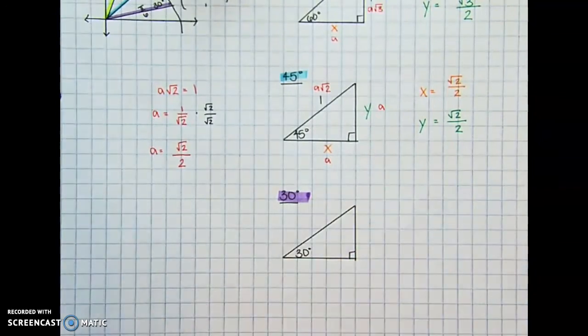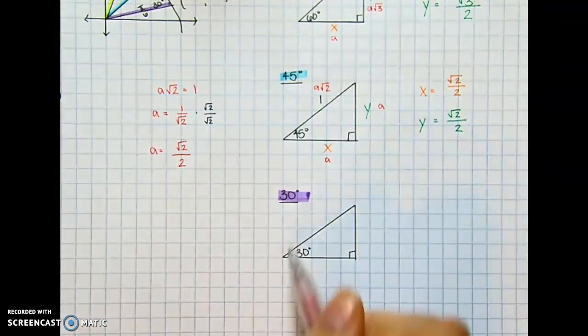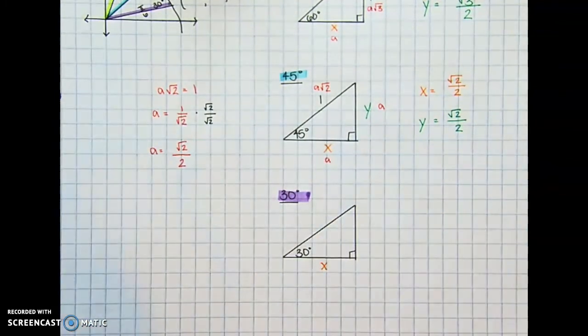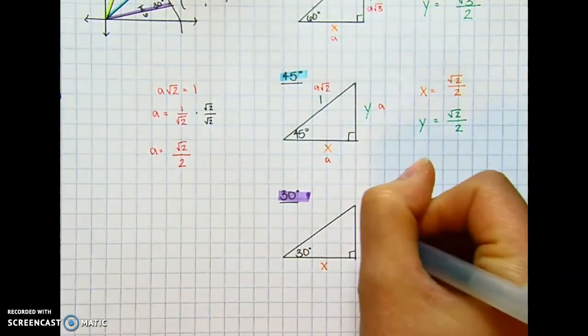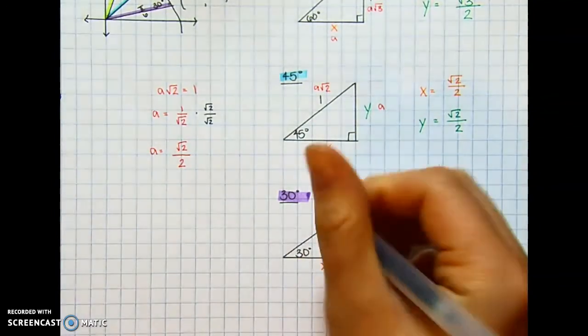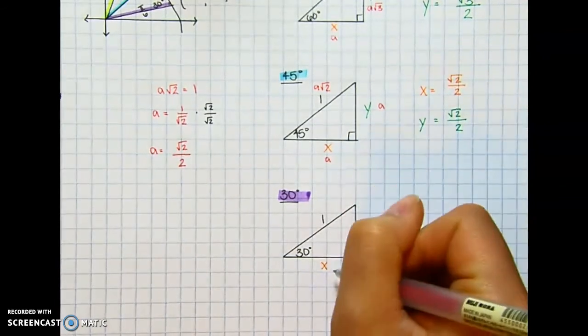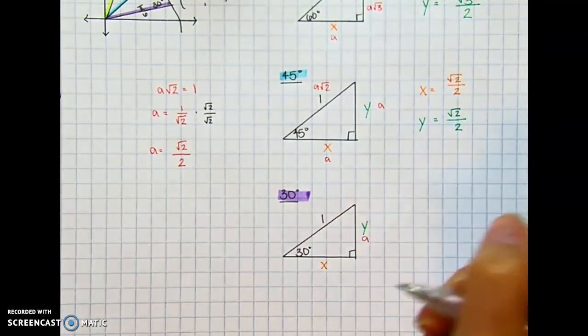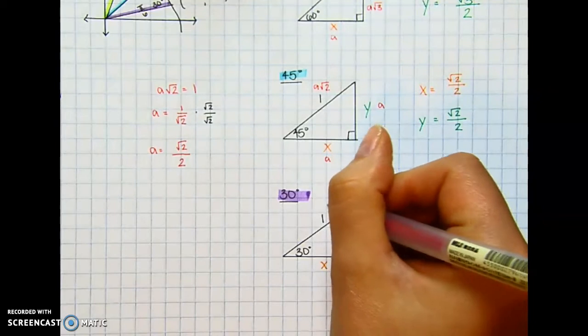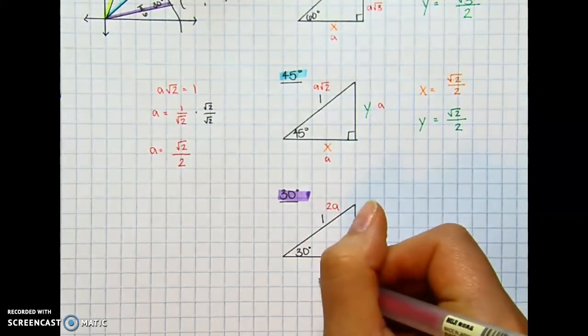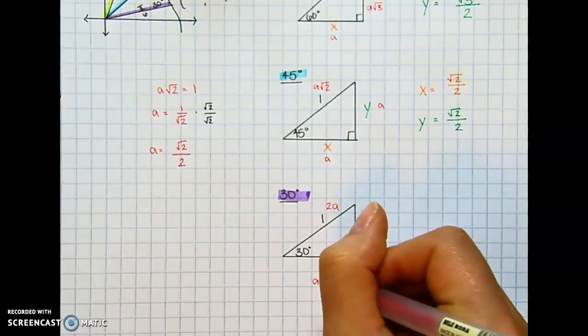When we have a 30, 60, 90 triangle, remember this is going to be our x distance on the unit circle. This is going to be our y distance on the unit circle, and the radius of the unit circle is 1. So using what we know about 30, 60, 90, this has the length a, 1 has the length 2a, and x is going to have the length a root 3.